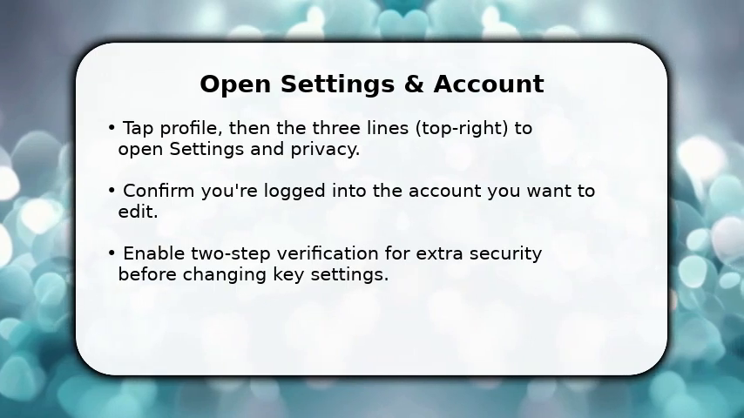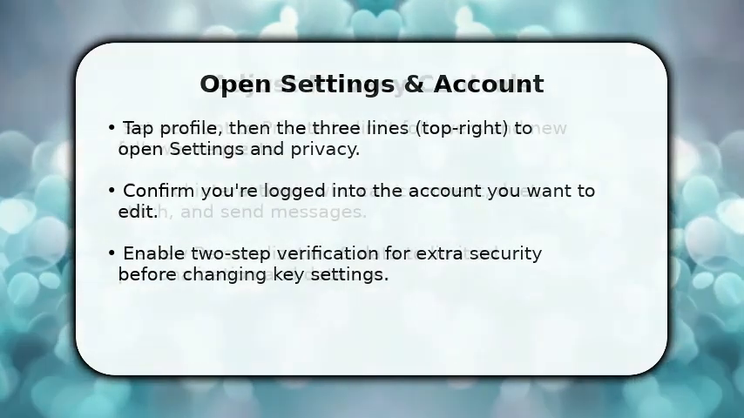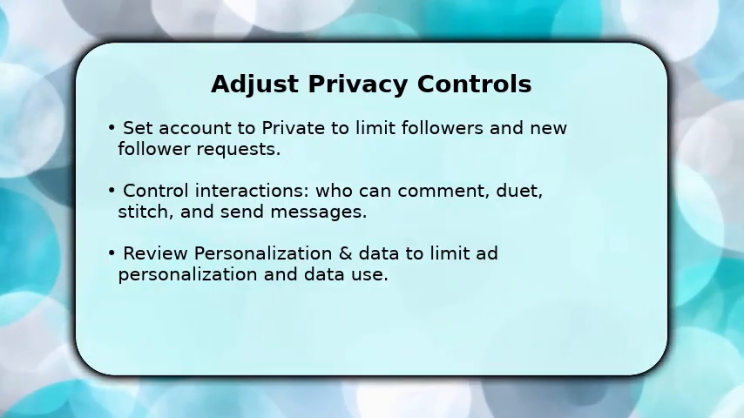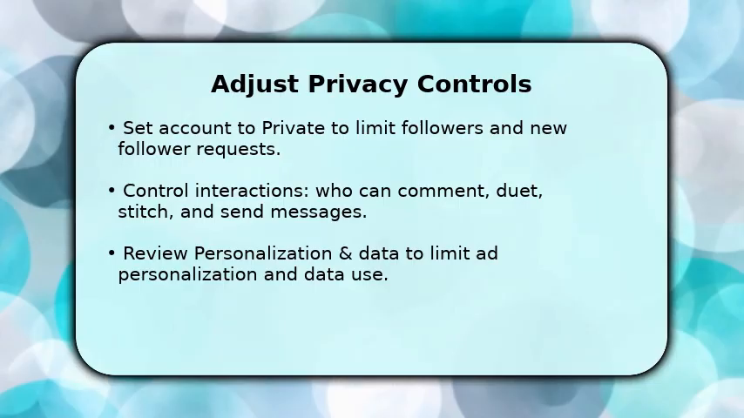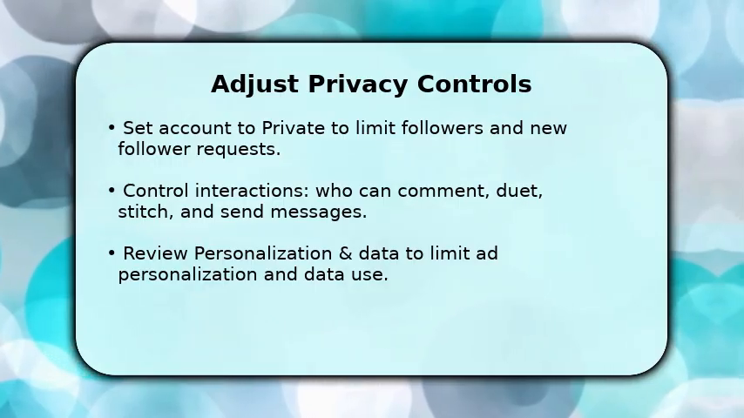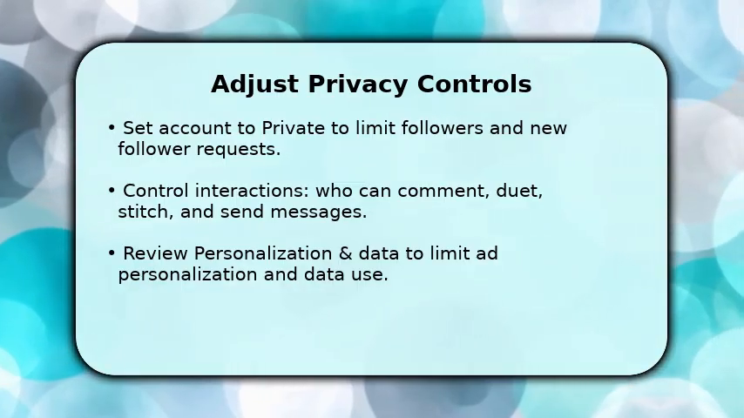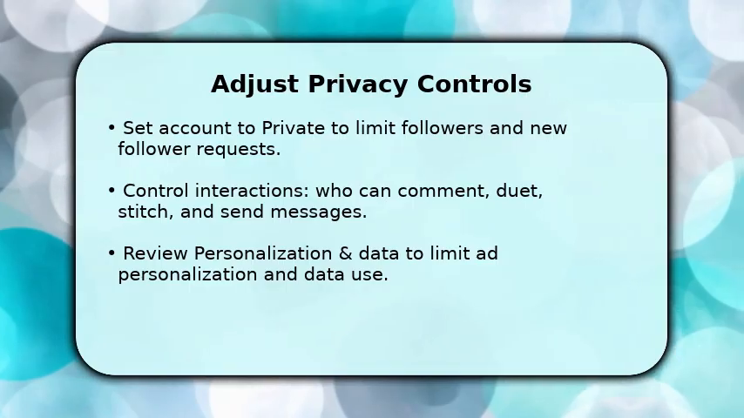Now go to Privacy to change the core controls. Switch to a private account to approve all followers, which blocks unknown viewers. Next, restrict interactions by selecting who can comment, duet, stitch, and send direct messages. Choose friends or no one when you want stricter limits.